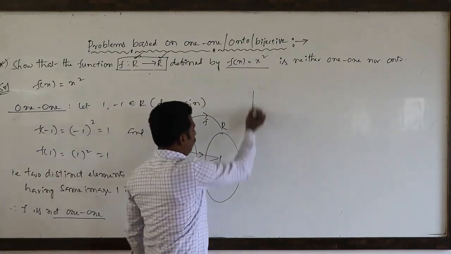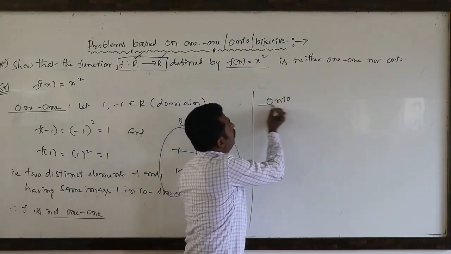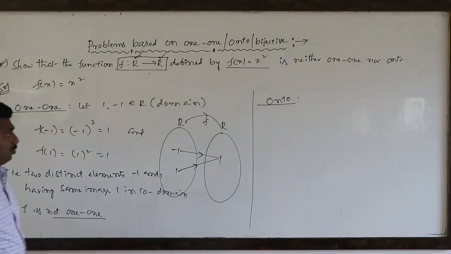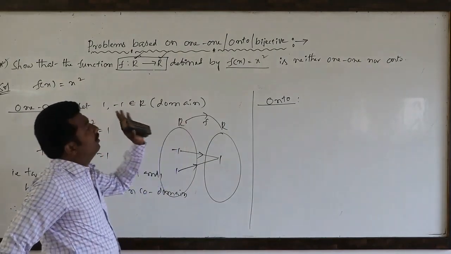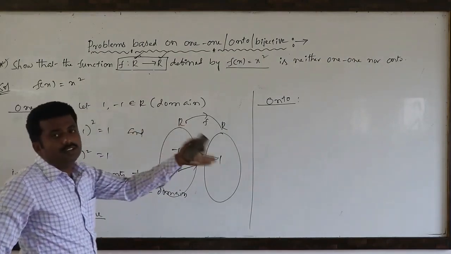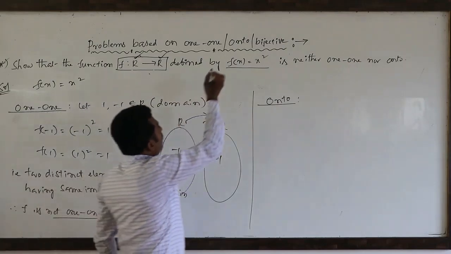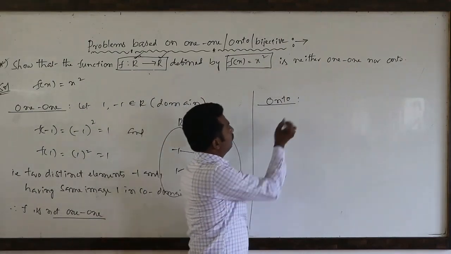Next, whether this function is onto or not, we have to verify. In onto there are two methods. If the range of the function is equal to the codomain, that is onto. If the range of the function is not equal to the codomain, that is not onto. Just I am taking the range of the function.